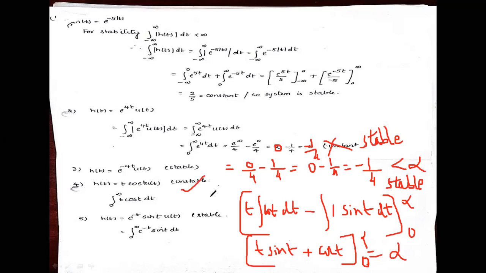The system is unstable. And coming to e power minus t sin t mu of t. E power ax sin bx, using that formula, you can apply the integral, my dear students. Definitely you get a stable system. E power ax by a squared plus b squared, into a sin bx minus b cos bx. Using that formula, you can find it and it is a stable function. Understood, my dear students?